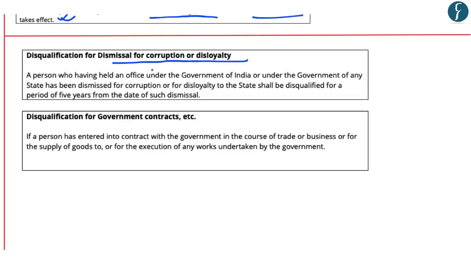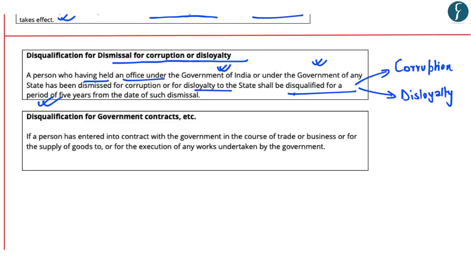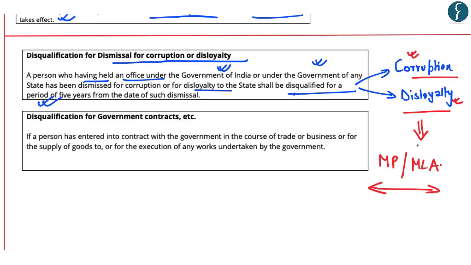So, if a person who has held any office under the Indian government or state government is dismissed for corruption or for disloyalty, then such person shall be disqualified for a period of 5 years from the date of such dismissal. That is, such a person who has been convicted for corruption or disloyalty cannot contest election for another period of 5 years. And if a case is pending against such person who is already an MP or an MLA and he has been convicted under corruption or disloyalty, then such person shall also be disqualified.